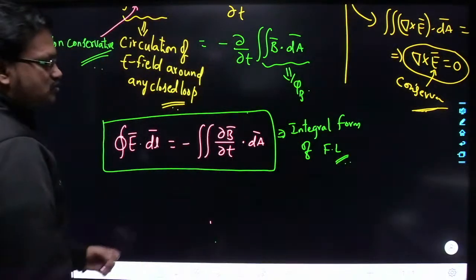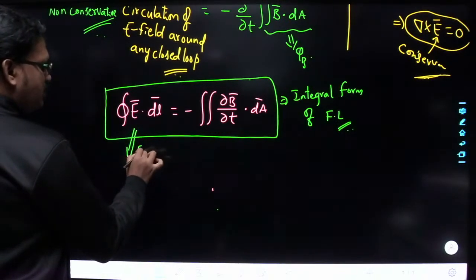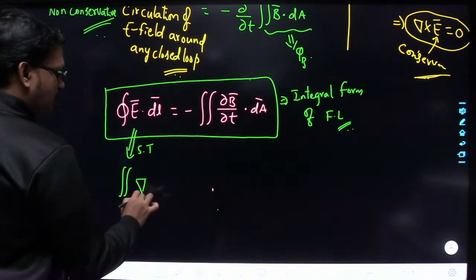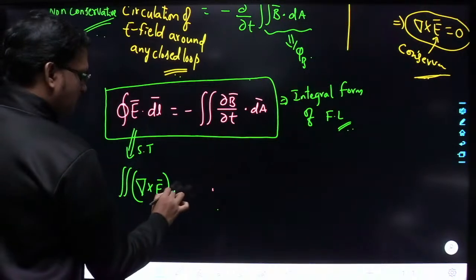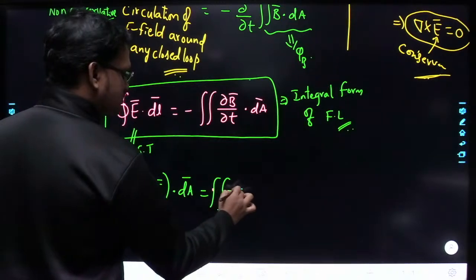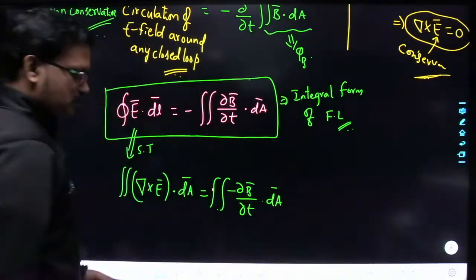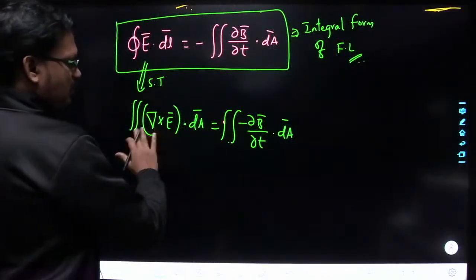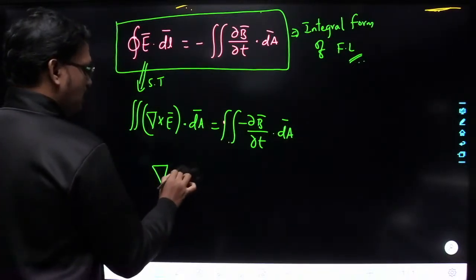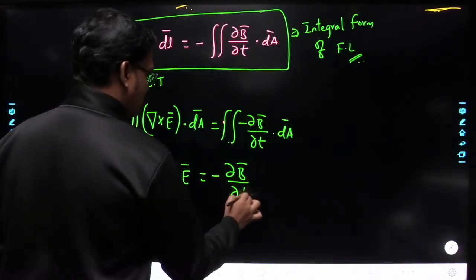Now if you apply Stokes theorem to the LHS, I can represent this as the double integral of curl of E bar dot dA bar. This is equivalent to the double integral of minus dou B bar by dou t dot dA bar. Understood? If you compare LHS with RHS, you get curl of E bar is equal to minus dou B bar by dou t.